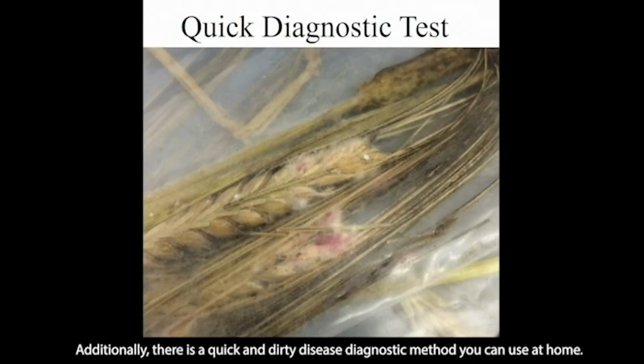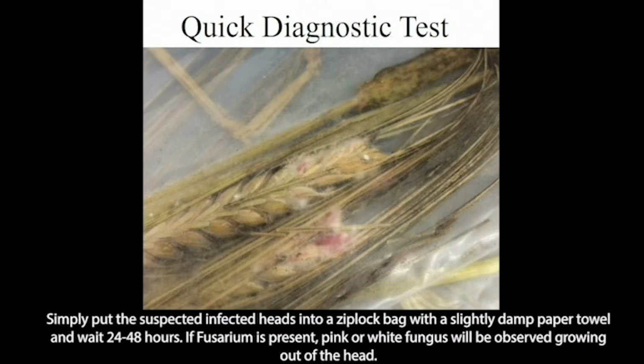Additionally, there is a quick and dirty disease diagnostic method you can use at home. Simply put the suspected infected heads into a Ziploc bag with a slightly damp paper towel and wait 24 to 48 hours. If Fusarium is present, pink or white fungus will be observed growing out of the head.